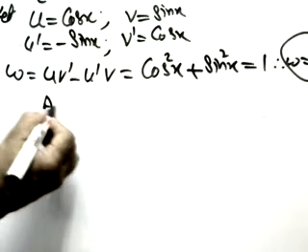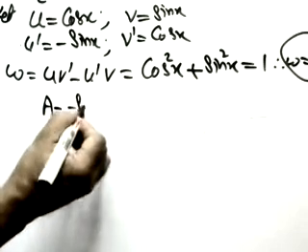Therefore we got the value of w as 1. Now we have to find a and b. Let me first find a.